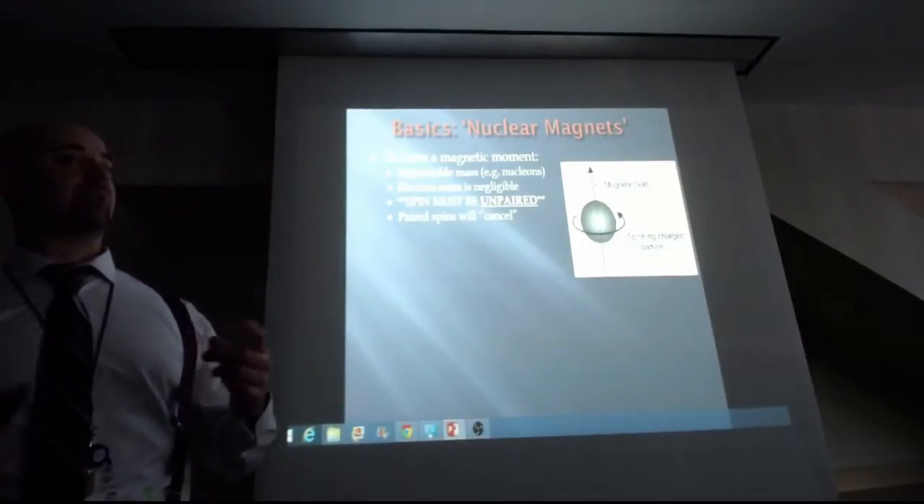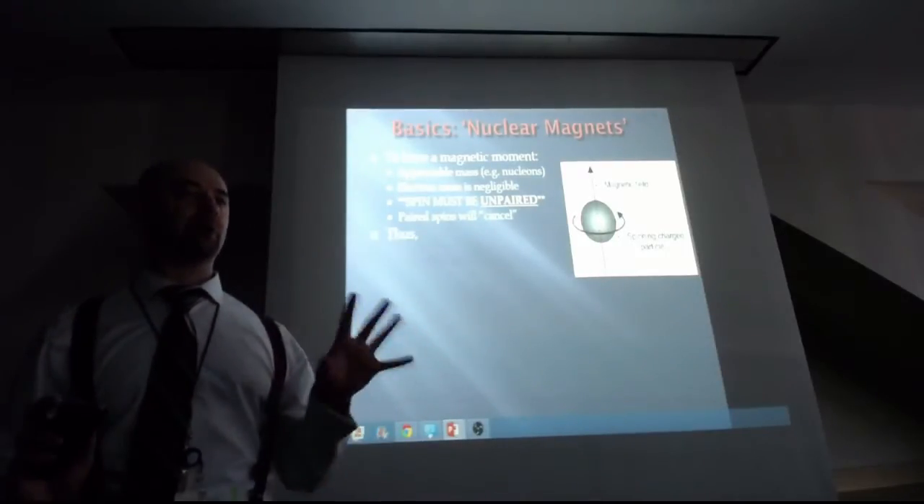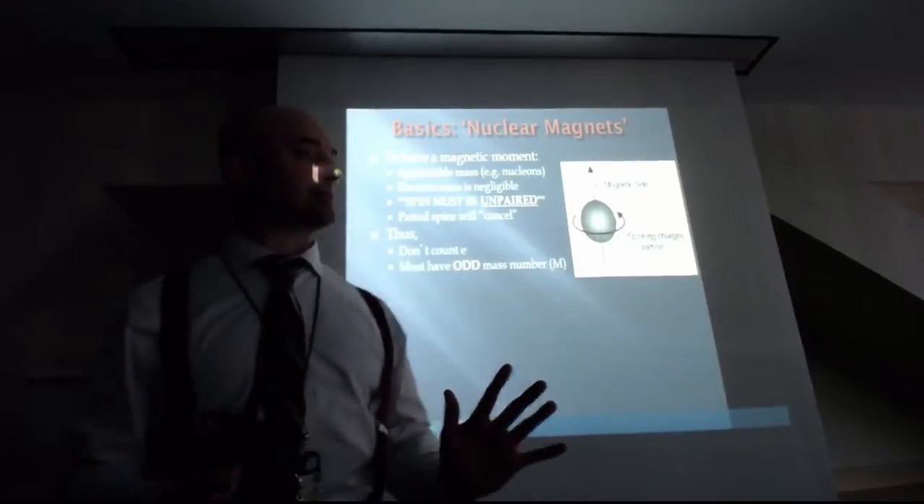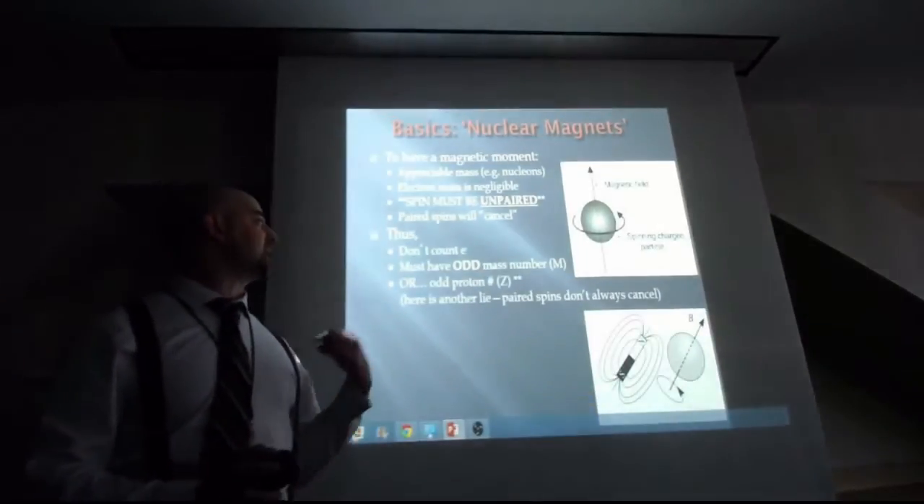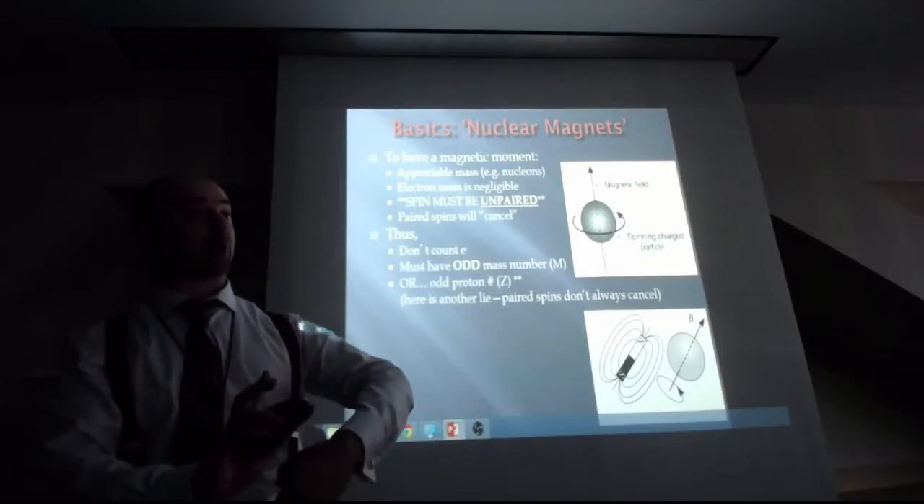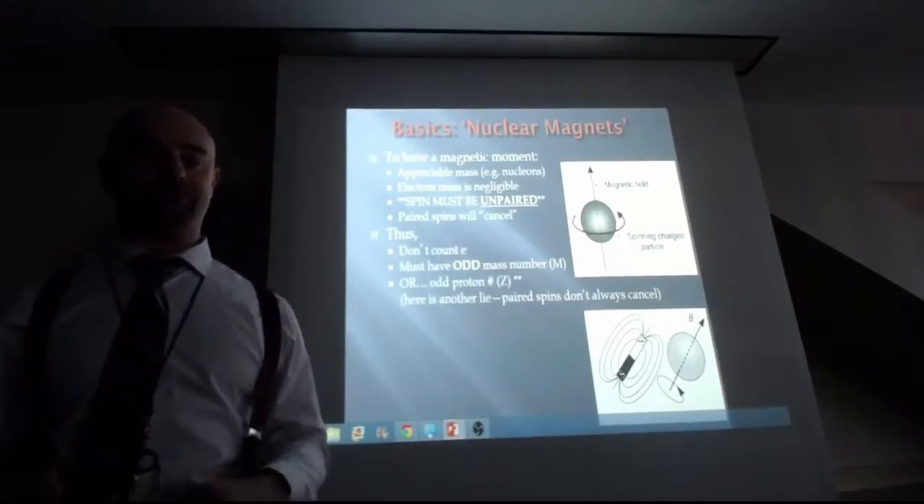Nucleons, protons and neutrons, have an appreciable mass for the scale we're talking about. Electron mass is negligible. You need spins that are unpaired, meaning unbalanced charges. So let's forget about electrons for now, and you have to have an odd mass number, so that way you have a neutron and a proton that are not canceling each other, or at least an odd proton number.